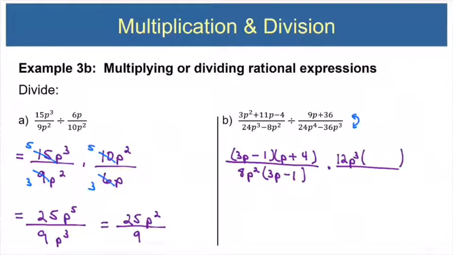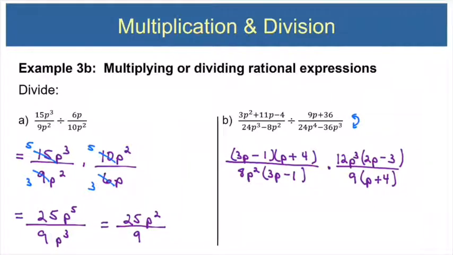And now inside the parentheses, 12p to the third times 2p would make this first term. And 12p to the third times 3 would make that second term. And then the denominator is this 9p plus 36, but notice it has a GCF. Both of these can be divided by 9. So if we factor out the 9, inside the parentheses we'll have p plus 4.